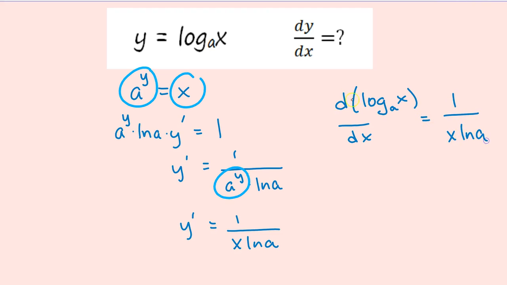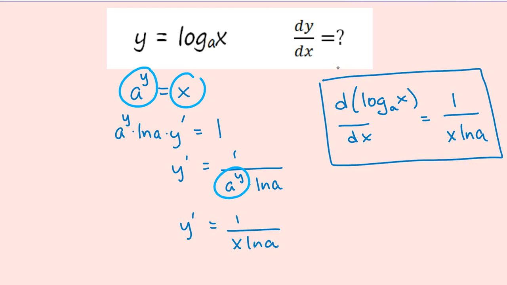natural log a. Now theoretically, you only need this one rule, because if you're doing natural log, that means log base e, you could still use this rule and you would have 1 over x times the natural log of e, and the natural log of e is 1. So it's still 1 over x.